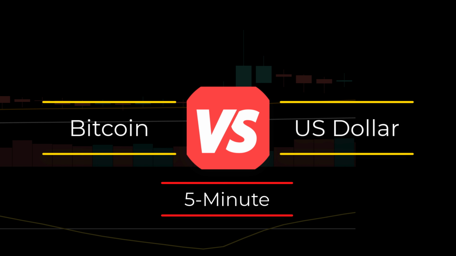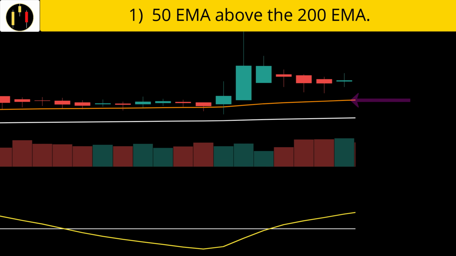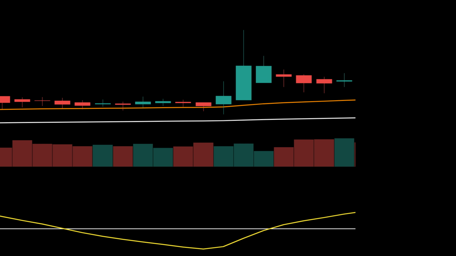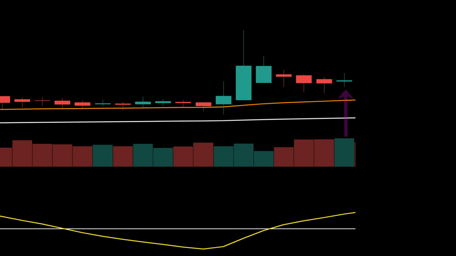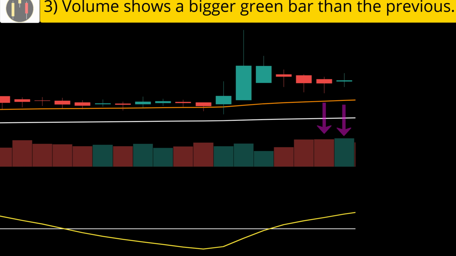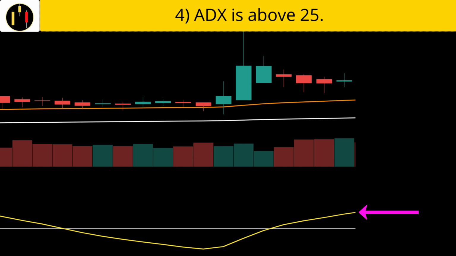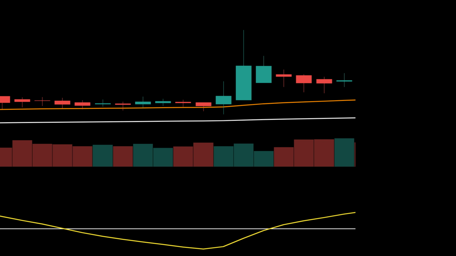This chart is Bitcoin versus the US dollar, 5-minute candles. The rules to enter a long on the Simple Volume Strategy are: first, the 50 EMA in orange must be above the 200 EMA in white. Then our uptrend is confirmed. The second rule requires a green Fibonacci candle to close. The next rule requires an increase in volume from the previous bar. Finally, the ADX must be above the 25 level. Our rules are met when this candle closes. That is our trigger candle.